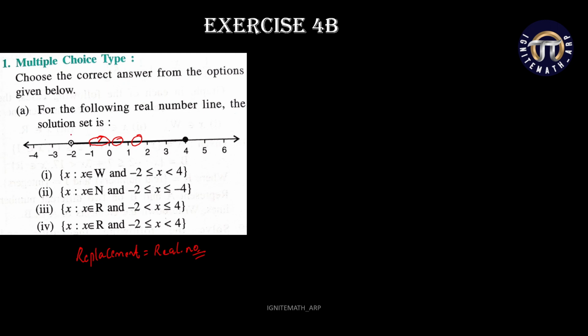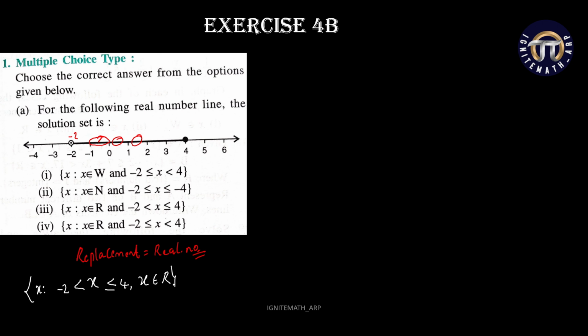What is the lower limit? Lower limit is -2. Is the circle on -2 darkened? No, it is not darkened. Observe it carefully, children. The circle on -2 is not darkened. What is the upper limit? Upper limit is 4. They have drawn a circle on 4 and they have darkened it. So now what is the meaning of that? How can I write the inequation for this? Look at this. X is greater than -2 and smaller than or equal to 4. X belongs to the set of real numbers. So this is your solution set.